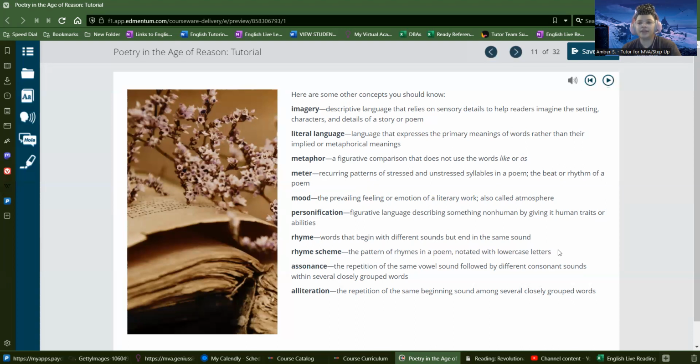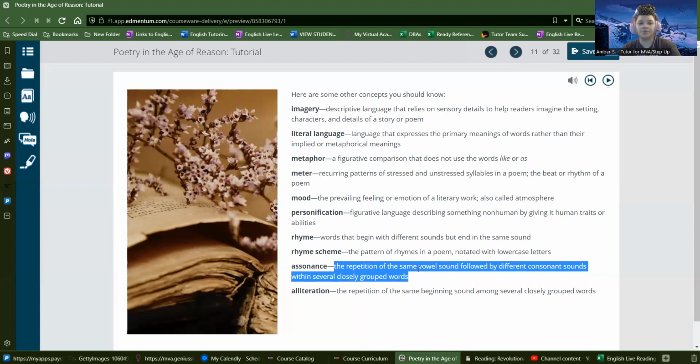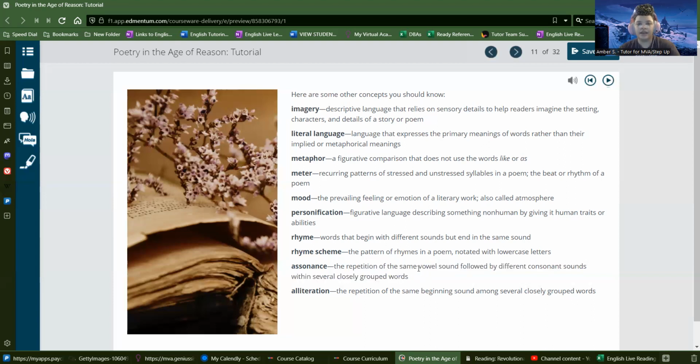Now, I'm going to go to the next slide to explain what this is, so we'll come back to this one. Now, this next one says assonance. So assonance is when you repeat the same vowel sound followed by different consonant sounds within several closely grouped words. So if I were going to say, I was so happy when I found my pen that I got on my knees and pounded the ground, right? So we have found, pound, and ground, right? These are all words that have the same vowel sound in the middle.